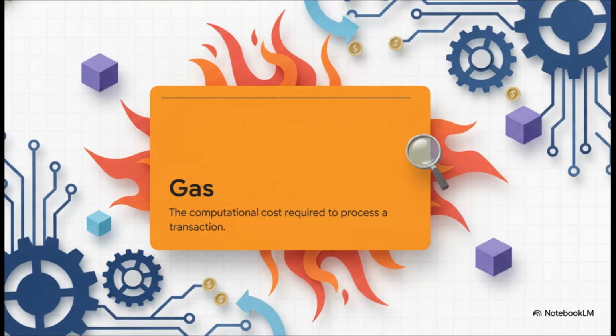Next is gas. Yeah, everyone's favorite topic, right? Gas is simply the computational cost required to process your transaction on the blockchain. If you want the network to do the heavy lifting of processing your data or executing a contract for you, you gotta pay the toll. And that network fee, that's your gas.